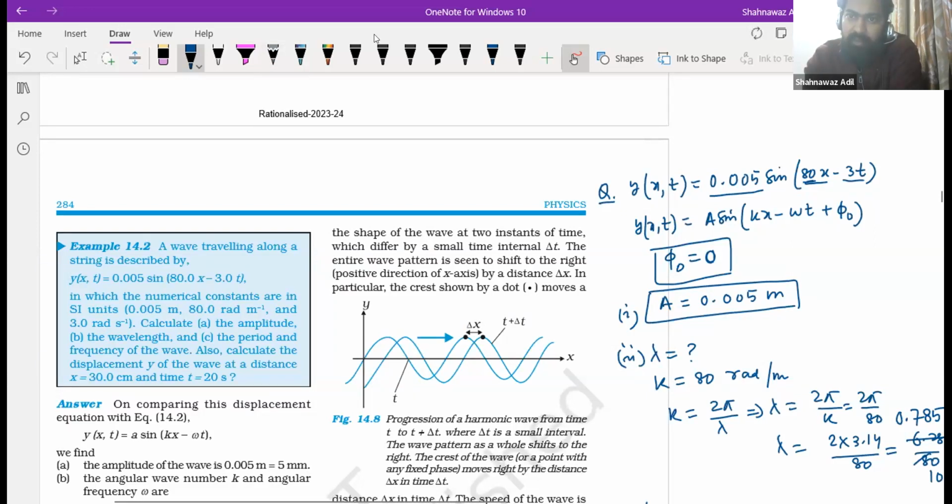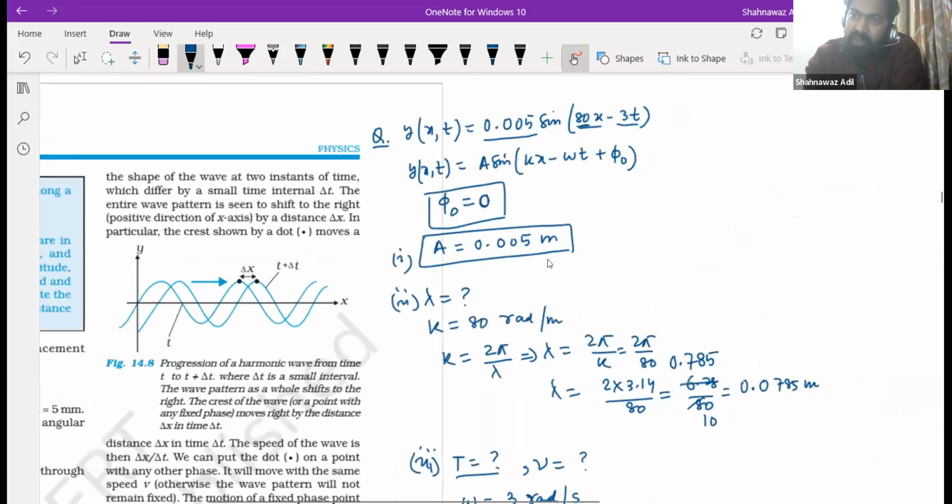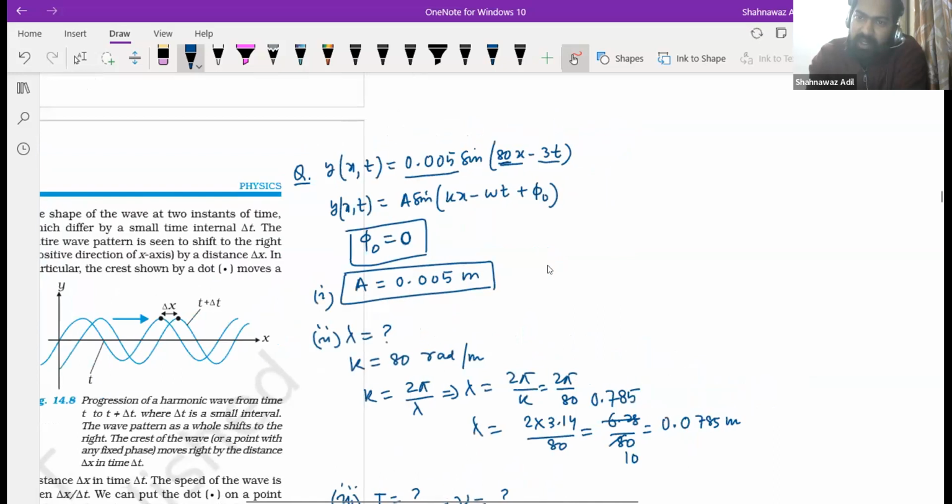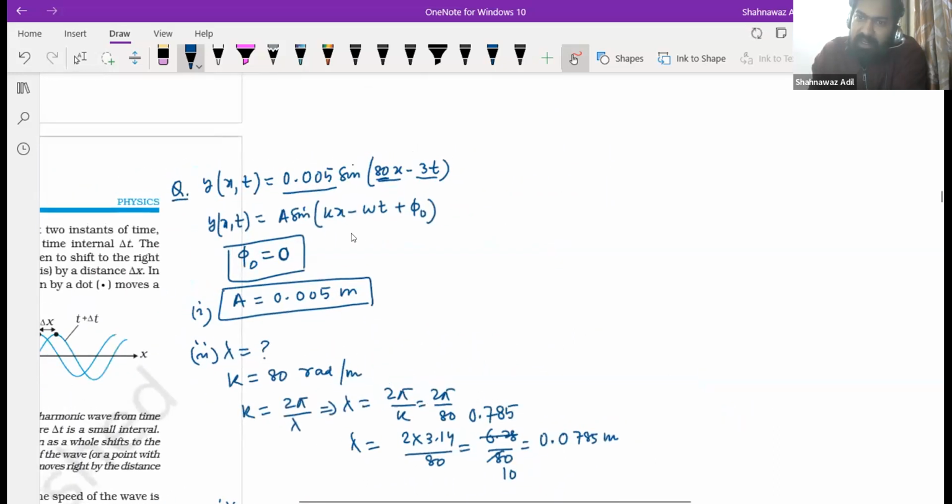Sir, can you explain the first part? Oh, A first. So let's see. Good. Whenever you have any doubts, let us write the two equations side by side. So y is A sine of kx minus omega t plus phi. This is the traveling wave, right?